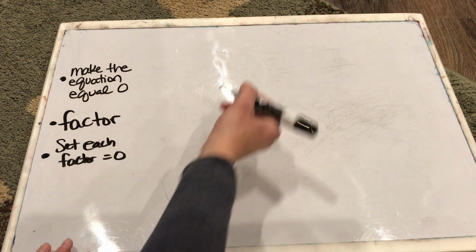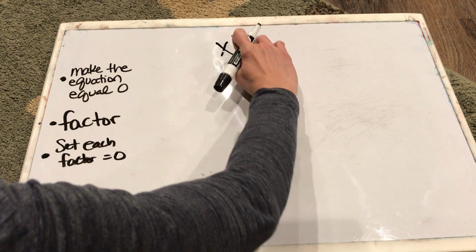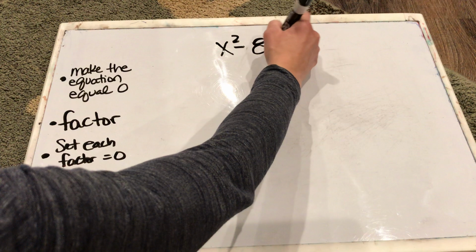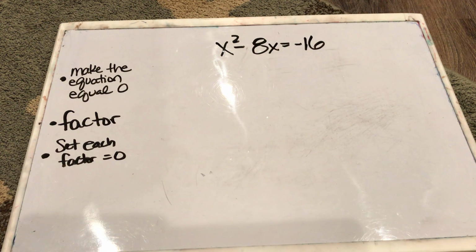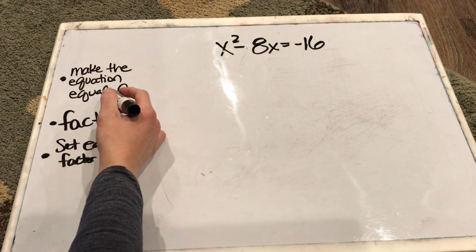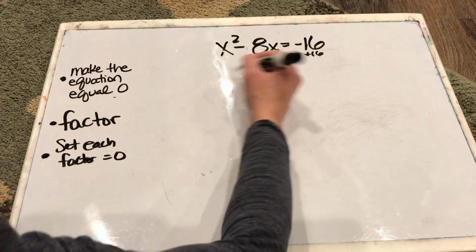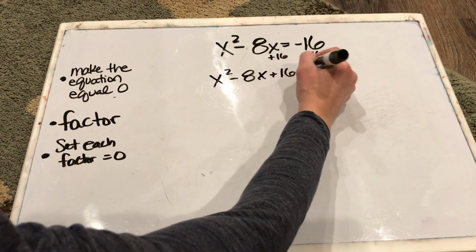All right, what if I have x squared minus 8x equals negative 16? How many solutions are we looking for in this case? Well, it's x squared, so 2. I need to make the equation equal 0, so I'm going to add the 16 to both sides. And I have x squared minus 8x plus 16 equals 0.